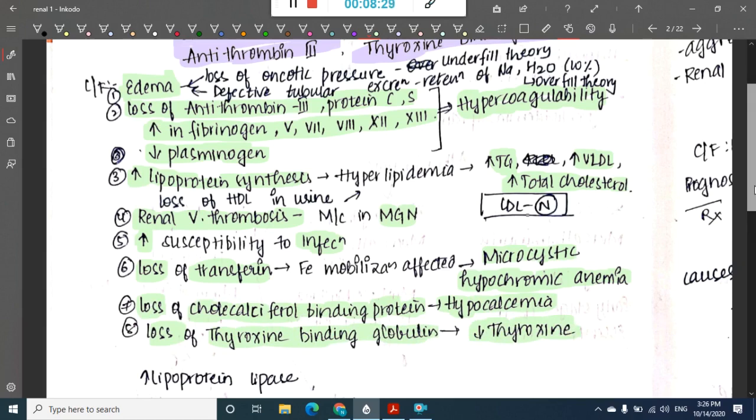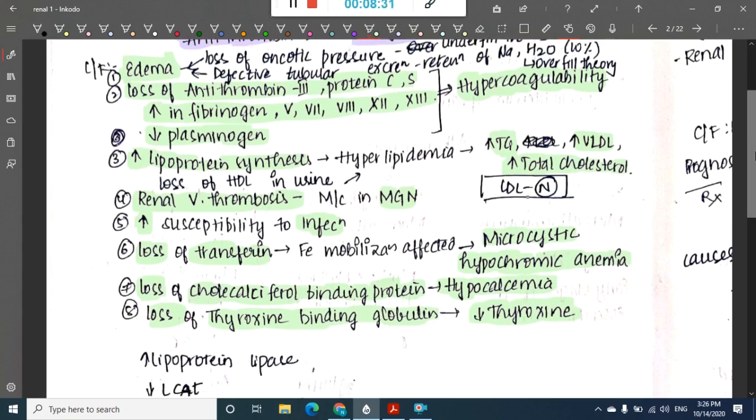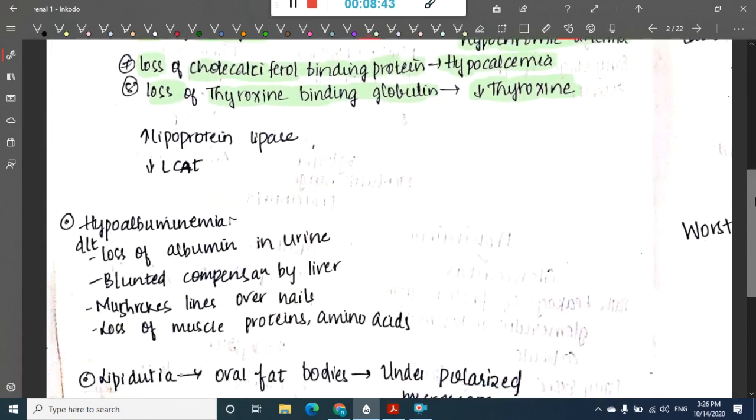So these are the clinical manifestations of nephrotic syndrome that include hypercoagulability, hyperlipidemia, renal vein thrombosis, increased infections, microcytic hypochromic anemia, hypocalcemia and decreased thyroxine.